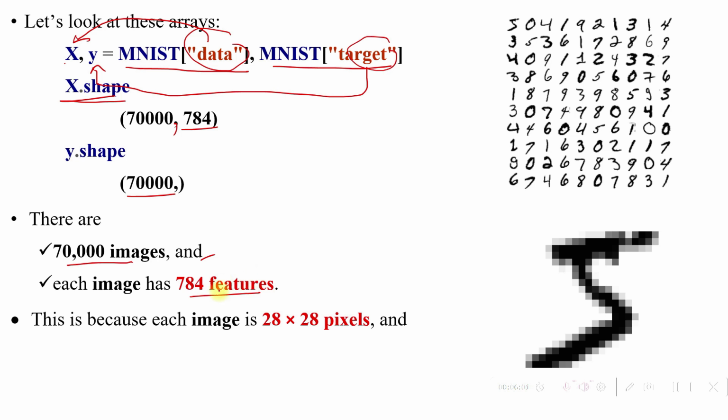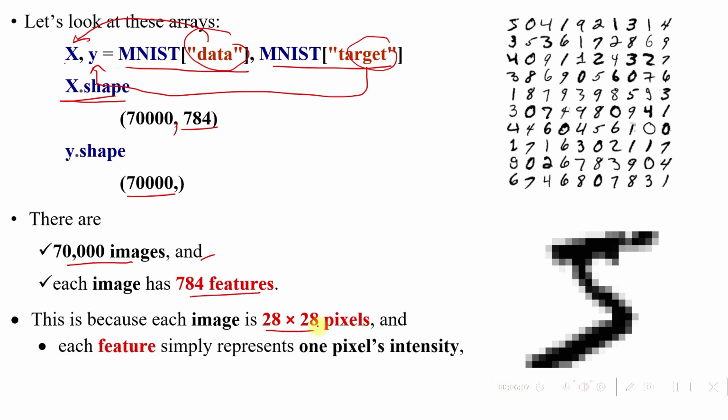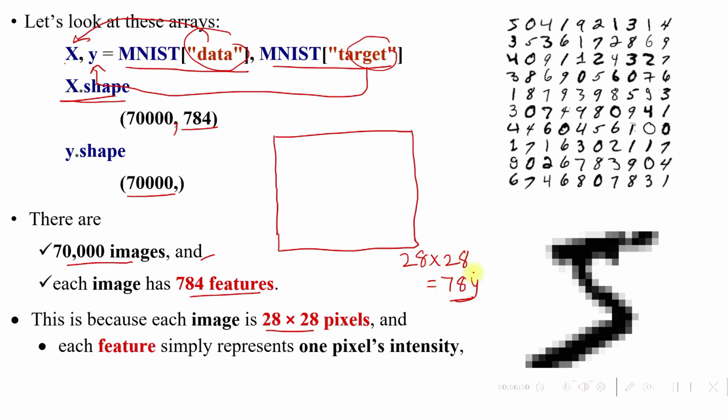How? Each image is of size 28 pixels by 28 pixels. Each feature simply represents one pixel intensity. That means how are we going to represent the image? The image is represented in matrix form. So each image is of size 28 by 28, which means 784 features.